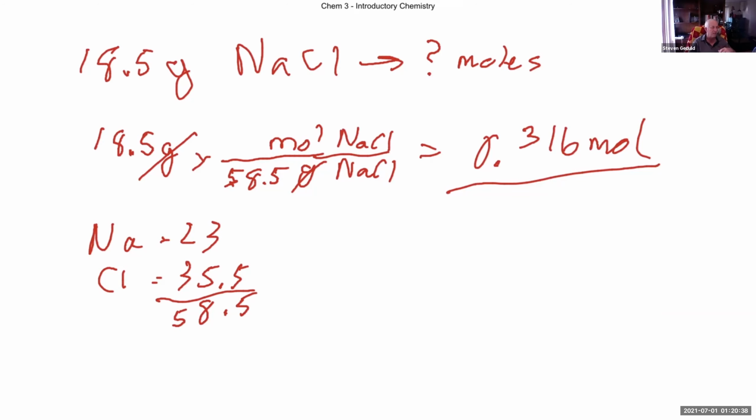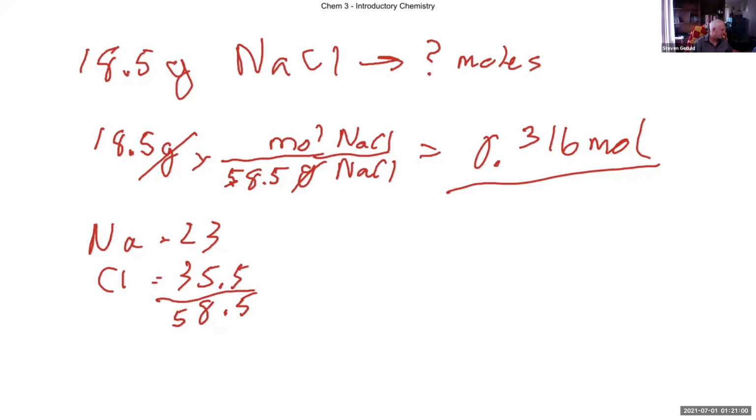Like I said, we can measure grams in the lab. We can't measure moles. So we have to convert from grams to moles. That way we can use a chemical equation to predict how much reactant you're going to have, how much stuff you're going to have to use up. All right. So let's see what else do we have.